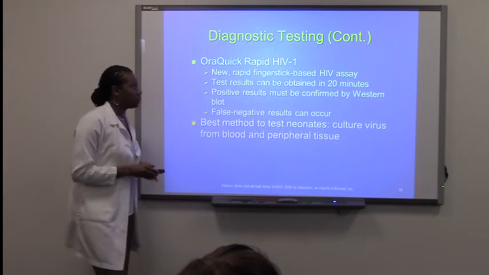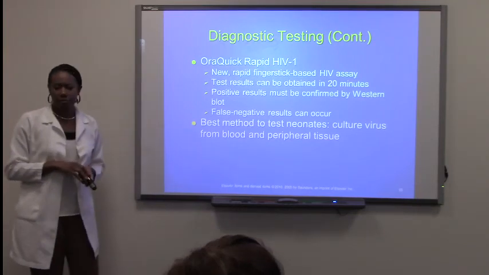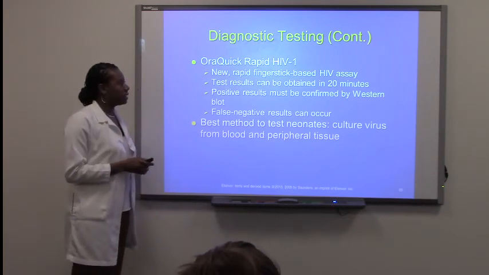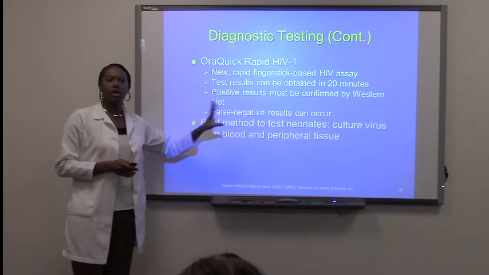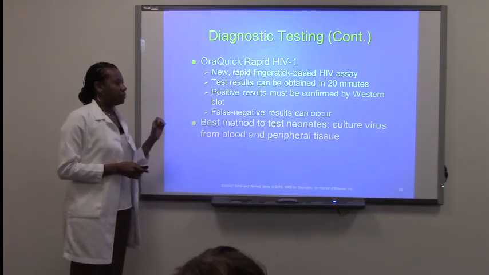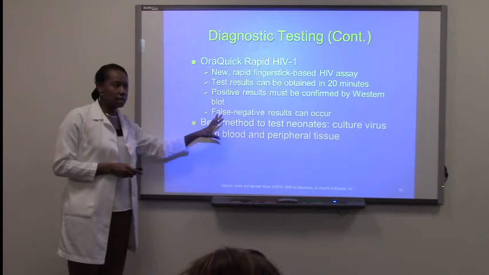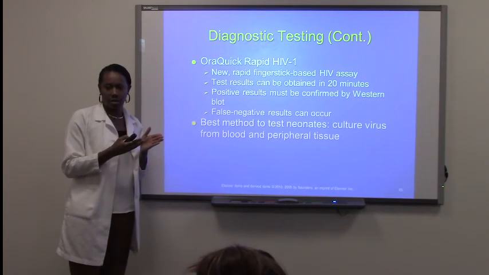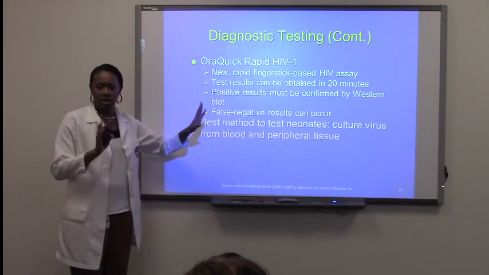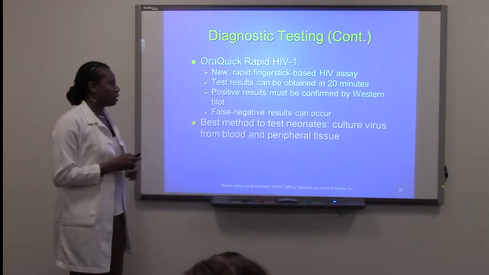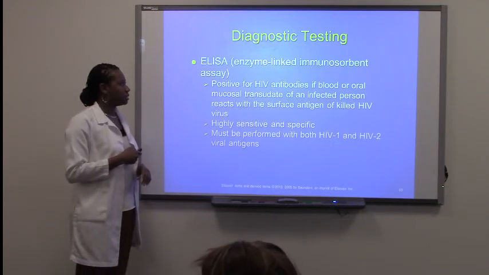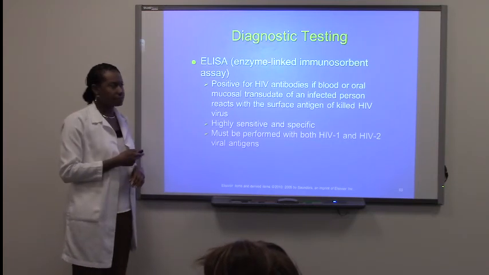And then the last one here is the OraQuick Rapid, which they are now selling over the counter, okay, which I think is a good idea. But the only issue here with the OraQuick Rapid is that patients sometimes can get false negatives just because of technique. Okay, so just keep that in mind. You get the results in 20 minutes, and that's cool. But it should always be followed up, you know, with a blood test. Okay, with the ELISA.